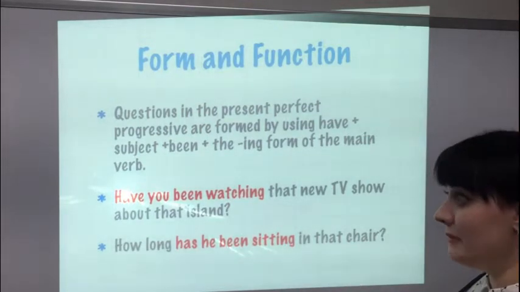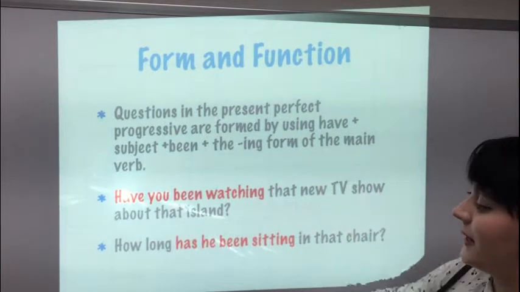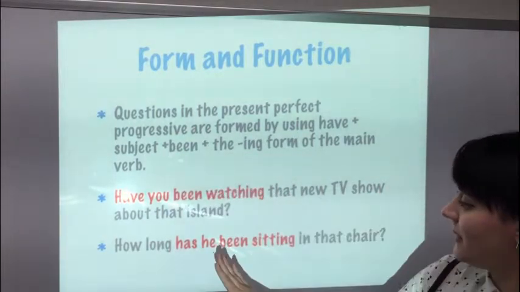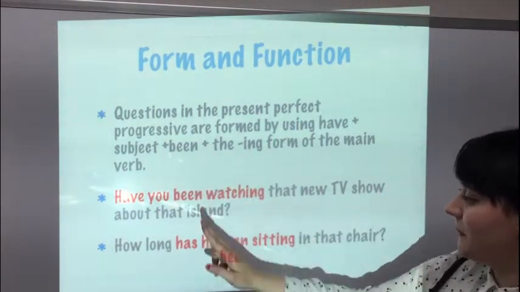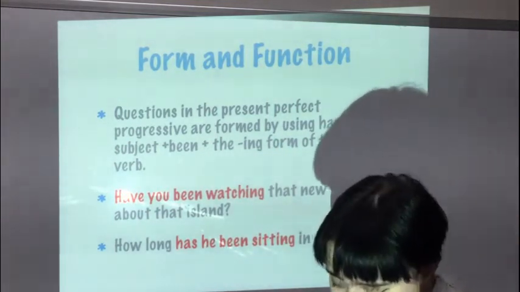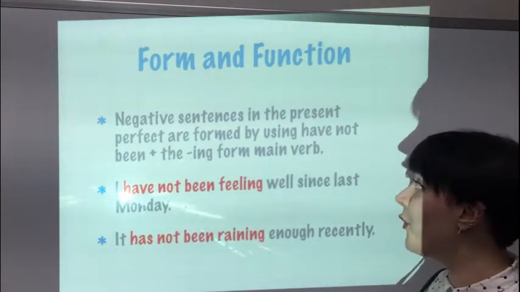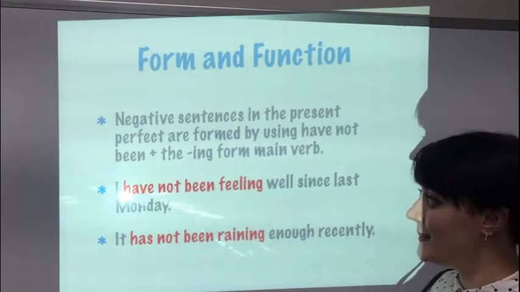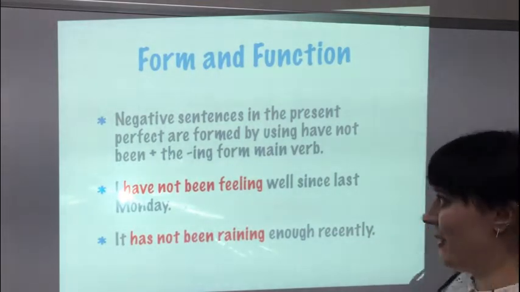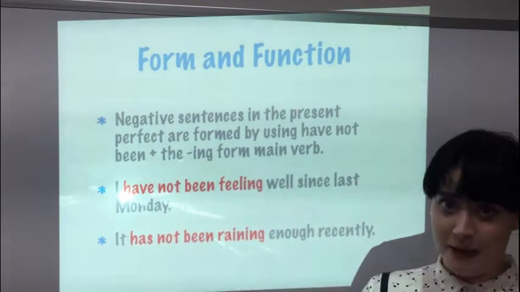And that's a long time. So whenever you ask something, just use have plus the subject plus been plus the ing form of the verb. Good. Then, negative sentences in the present perfect progressive are formed by using have not plus been plus the ing form of the main verb. I have not been feeling well since last Monday.